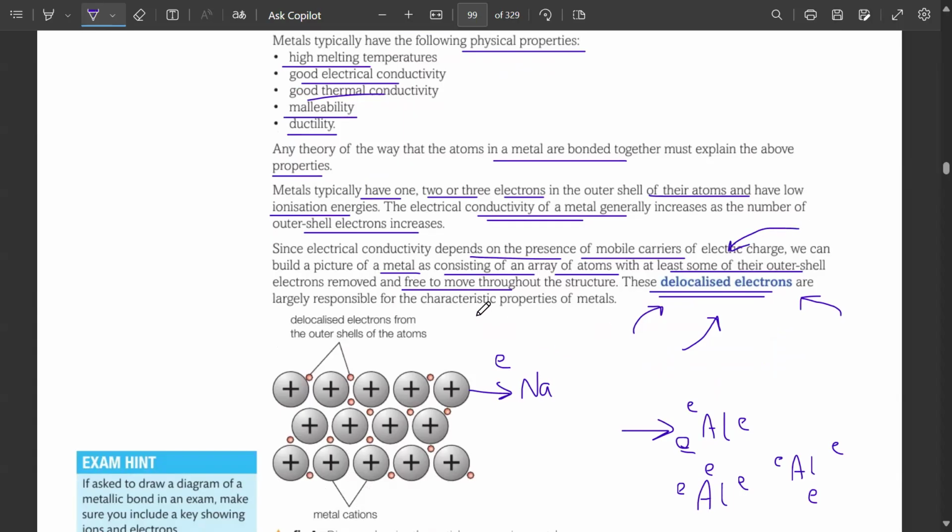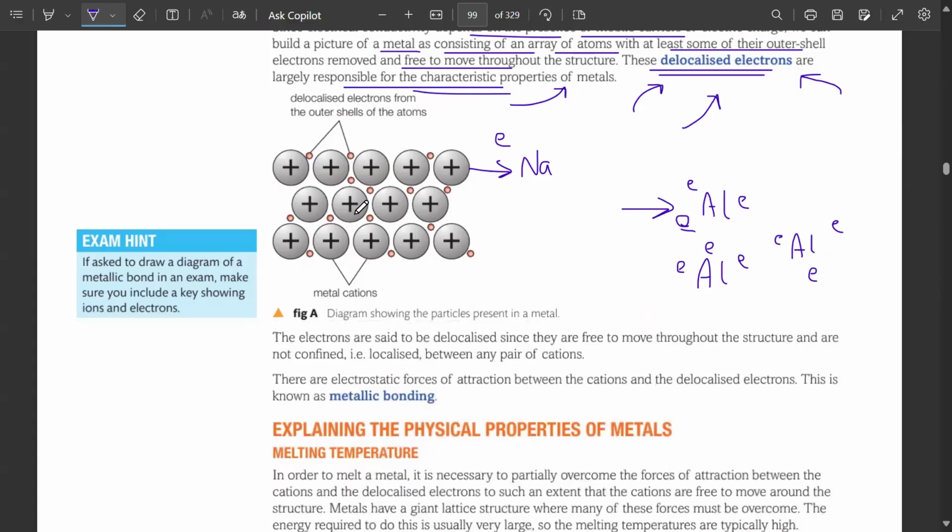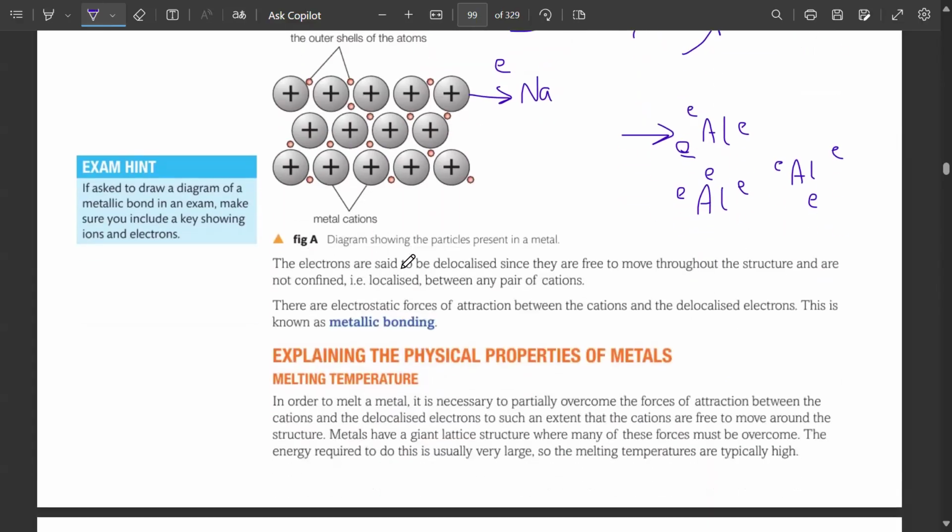These delocalized electrons are largely responsible for the characteristic properties of these metals as well. Here you can see the structure. The electrons are said to be delocalized since they are free to move throughout the structure and are not confined or localized between any pair of cations. There are electrostatic forces of attraction between the cations and delocalized electrons as well. This is known as metallic bonding.